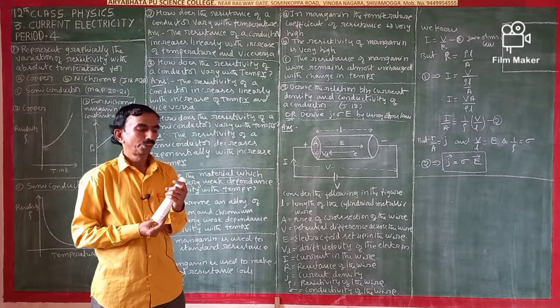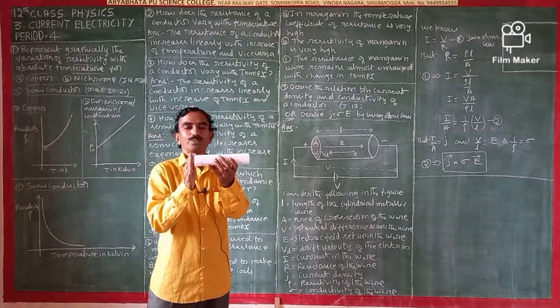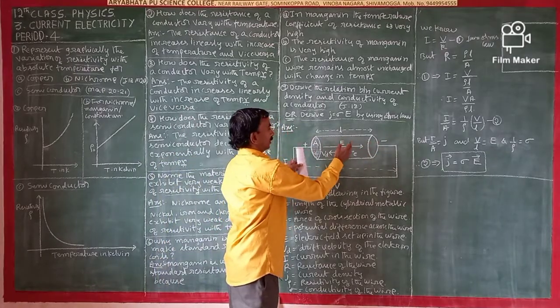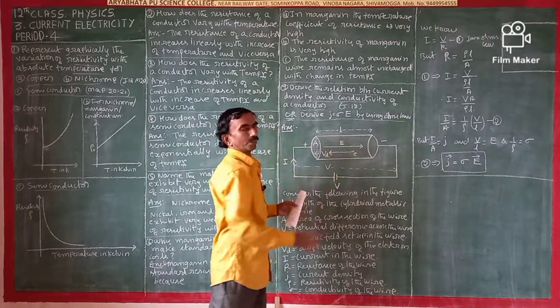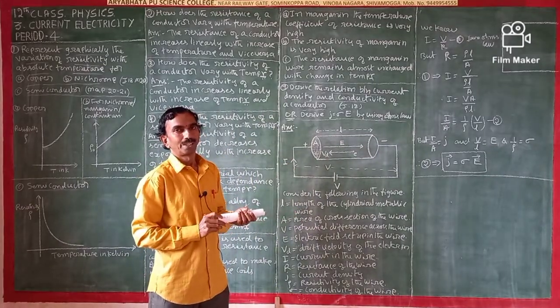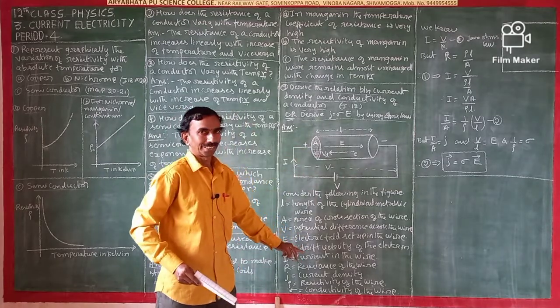From that we are going to study. For this derivation we are taking only this part of the wire. If you zoom this, it becomes a kind of cylindrical type. Then we are going to consider these points that I have written here.